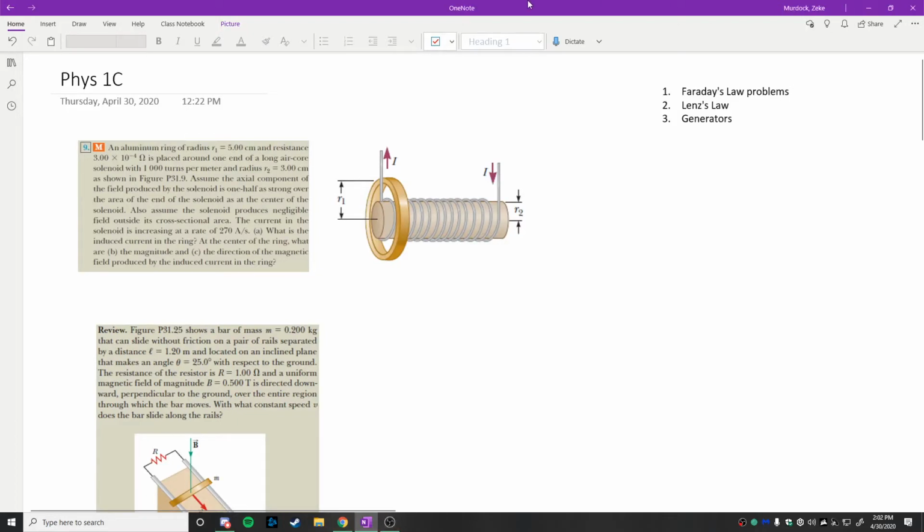Okay, this is Physics 1C for Thursday, April 30th. Today we're going to be talking about some more Faraday's Law problems to discuss some of the details that you need to understand about how to solve them, and I hope that these will help you solve your homework.